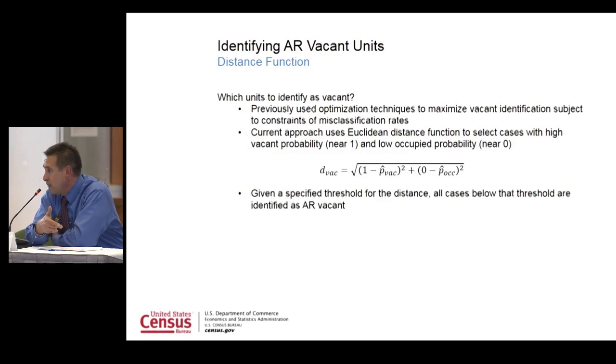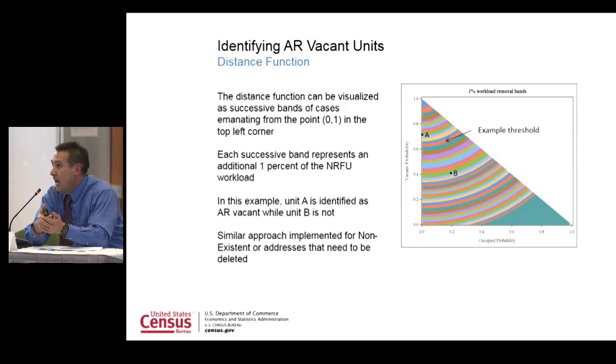Since we have those two probabilities, we want the probability of vacant to be as close to 1 as possible. We want that probability of occupied to be as close to 0 as possible. So based on those, what's the Euclidean distance of how far we are away from that particular point? The next slide is a graphical explanation, a graphical picture of this.